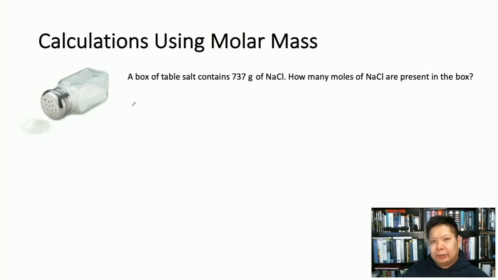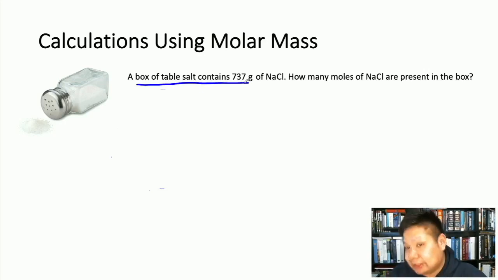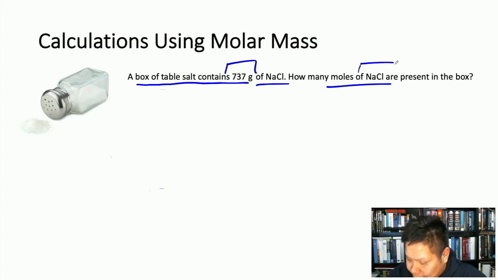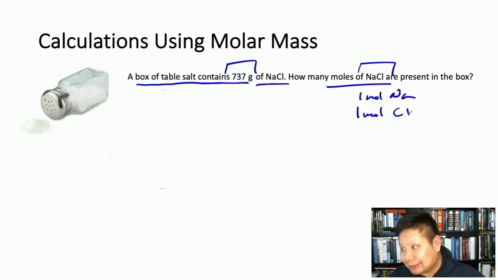So now we can continue doing our calculations using molar mass. In this particular example, we have a box of table salt that has 737 grams of sodium chloride in it. We want to know how many moles of sodium chloride are there, right? Well, given that amount that's present and the molecular formula, we can actually figure that out. Notice that there's only 1 mole of sodium in the formula, right? Because there's no subscript, so that's understood as 1. And then as far as chlorine, or in this case chloride, there's also 1 mole of that because there's no subscript present. So the first thing we have to do is figure out what the molar mass is of sodium chloride to figure out how many moles there are present in the box.